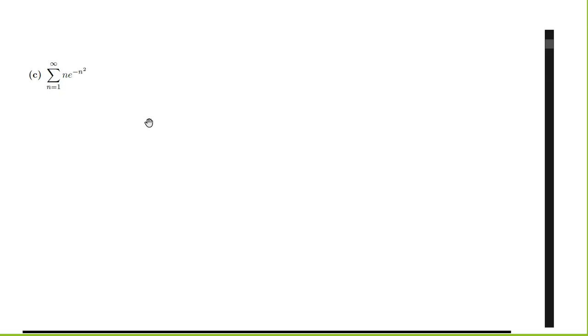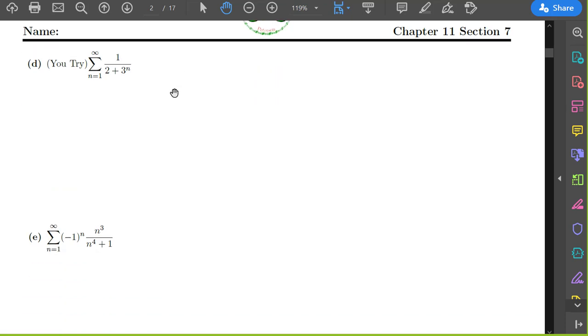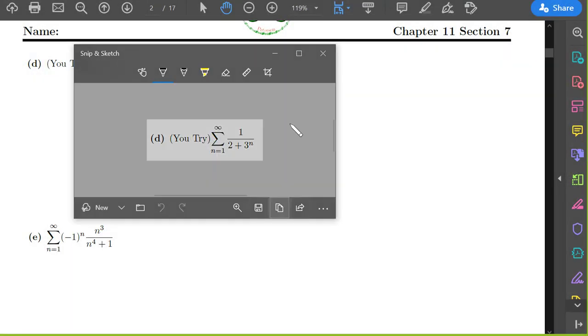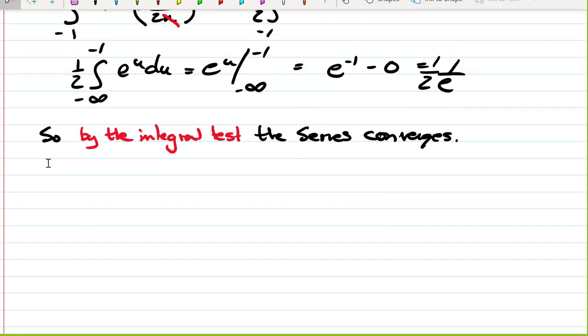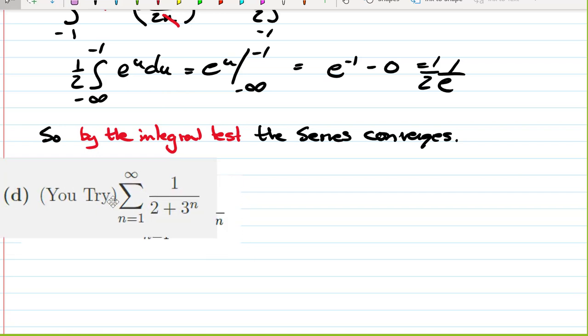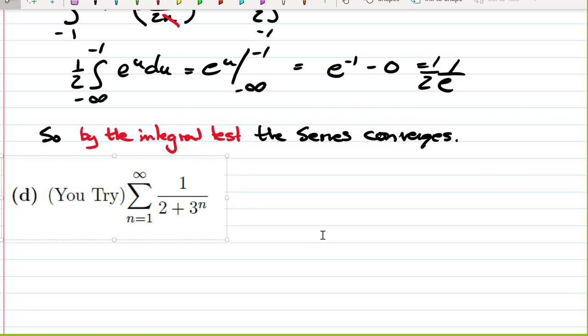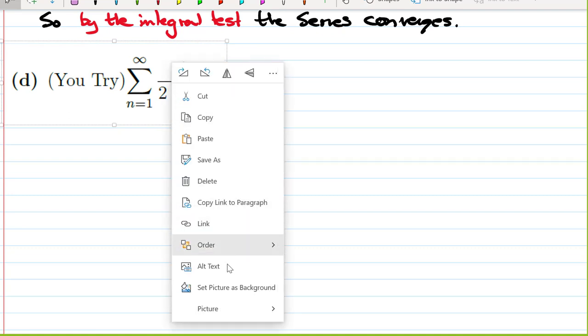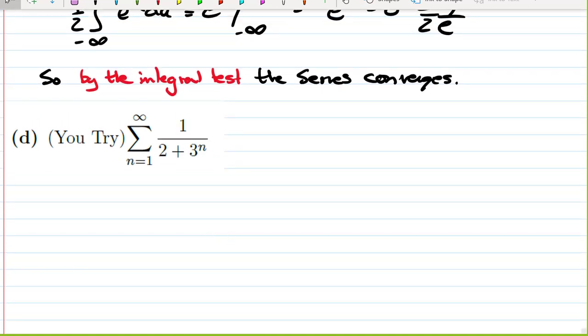All right. So, it's been me working for a minute. I've done the first 3. Now it's your turn. So let's go ahead and get a U-try set up. So our U-try is the sum as n goes from 1 to infinity of 1 over 2 plus 3 to the n, and we wish to determine whether or not this converges or diverges.